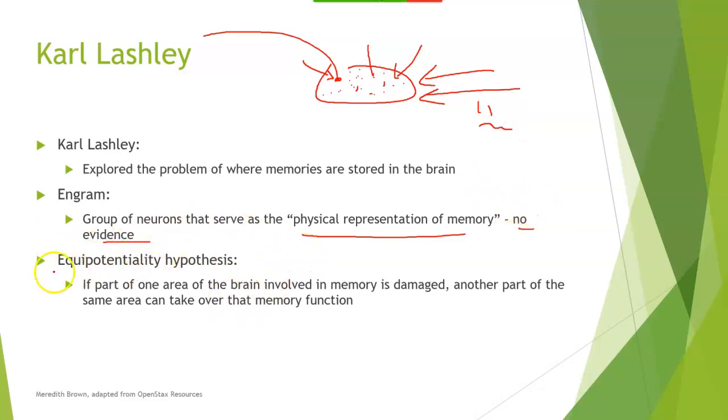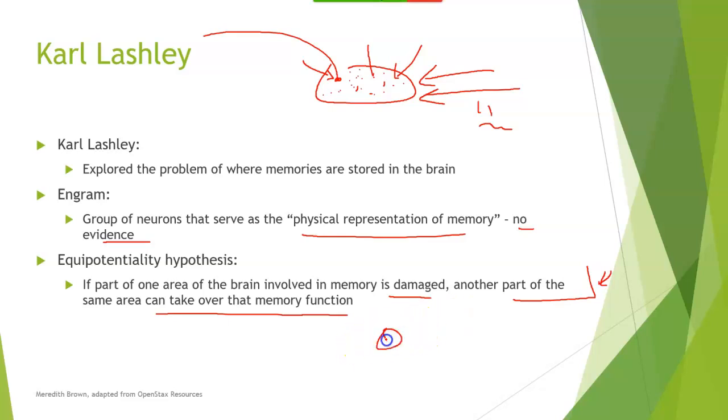We're still hypothesizing. The equipotentiality hypothesis is that if one area of the brain involved in memory is damaged, another part of the brain will take over that memory function. The only problem is that we have seen individuals whose certain parts of the brain are damaged, and memory function is not taken over by any other parts of the brain.